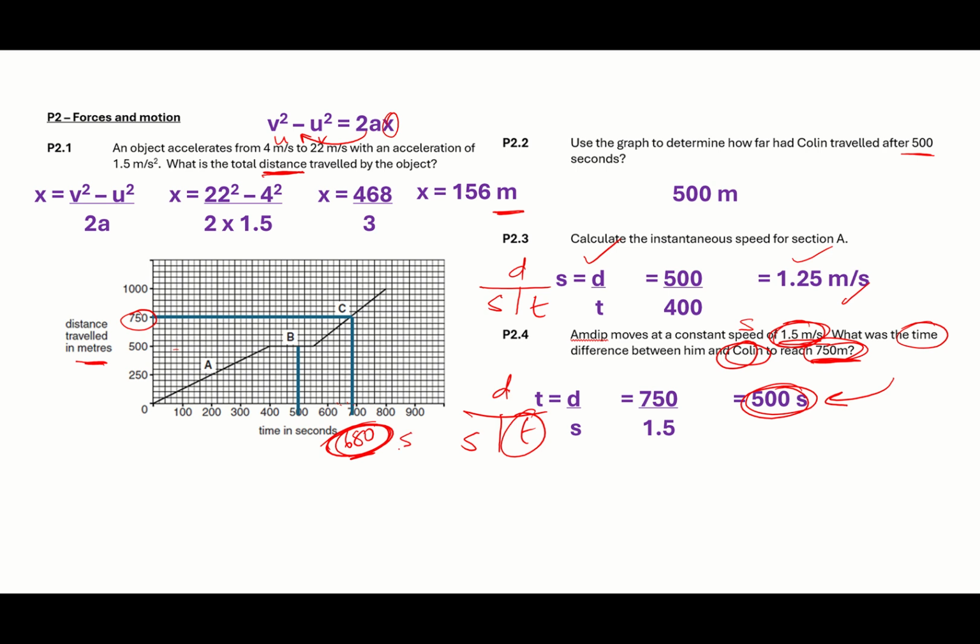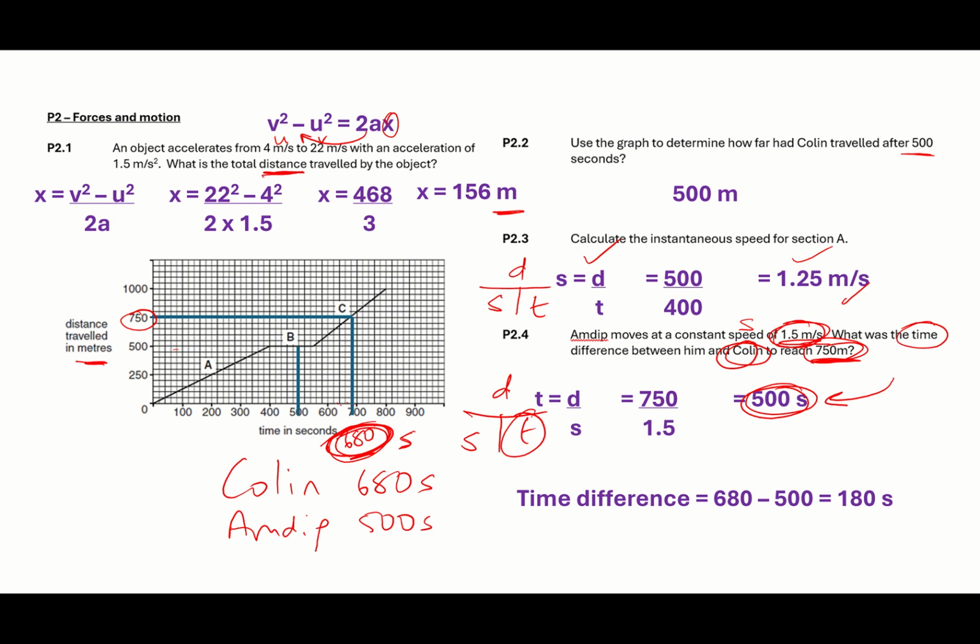680 seconds, because it's a time, not how far. So we know Colin was 680 seconds. We know that Amdip was 500 seconds. We just then take those away to get the difference.